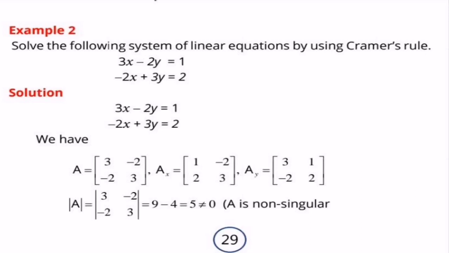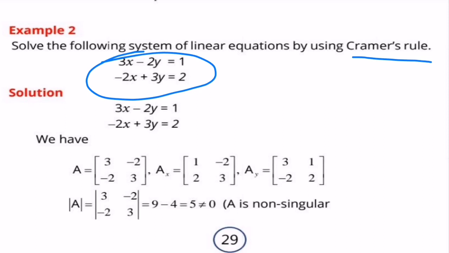Bismillahirrahmanirrahim. In this lecture, we have to discuss the solution of this system: 3x minus 2y is equal to 1 and minus 2x plus 3y is equal to 2 by Cramer's rule.